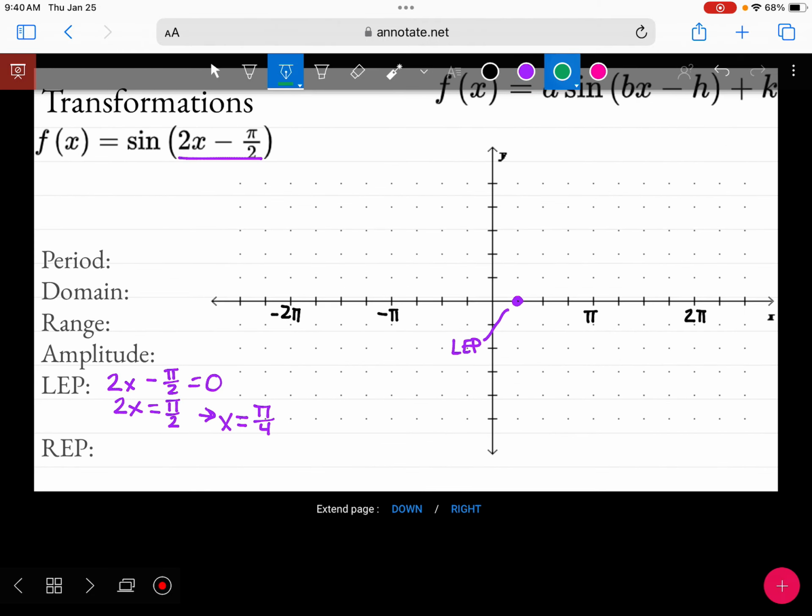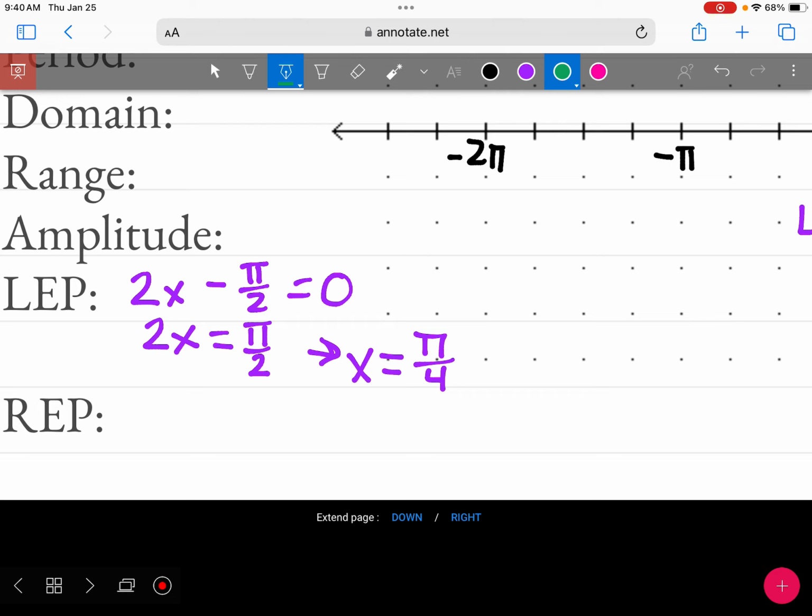To find our right endpoint, it's very similar. We're going to take our 2x minus pi over 2, and we're going to set it equal to 2 pi. We want to know, when does this cycle end? When does it get all the way around that circle one time? So we set it equal to 2 pi. Same vein. What do we do here to solve this?